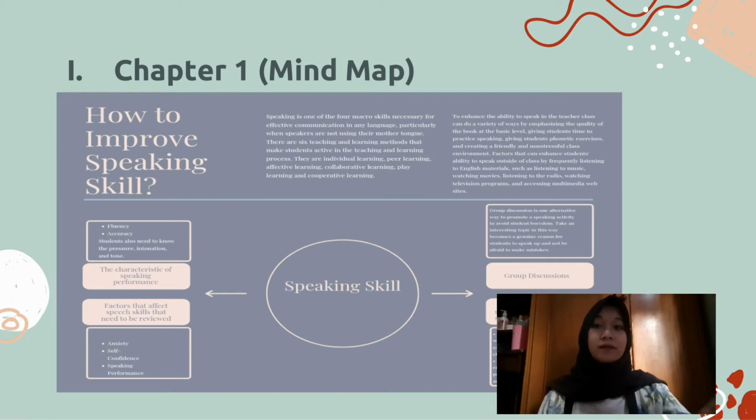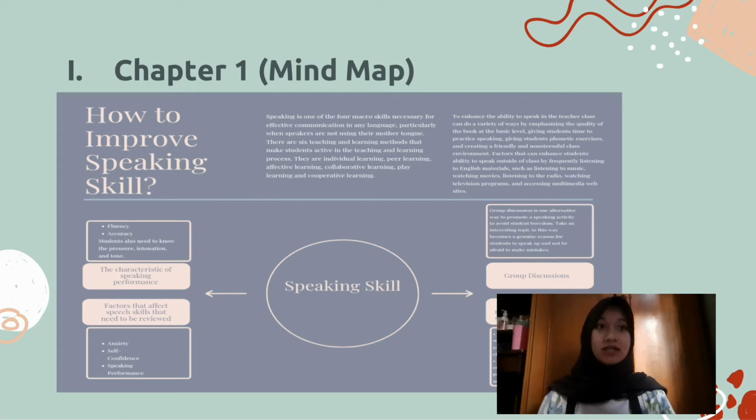In my mind map, there are 4 points about the characteristics of speaking performance, and they are fluency and accuracy. Students also need to know the pressure, intonation, and tone. And then there are factors that affect speech skills that need to be reviewed, like anxiety, self-confidence, and speaking performance. And there is group discussion.